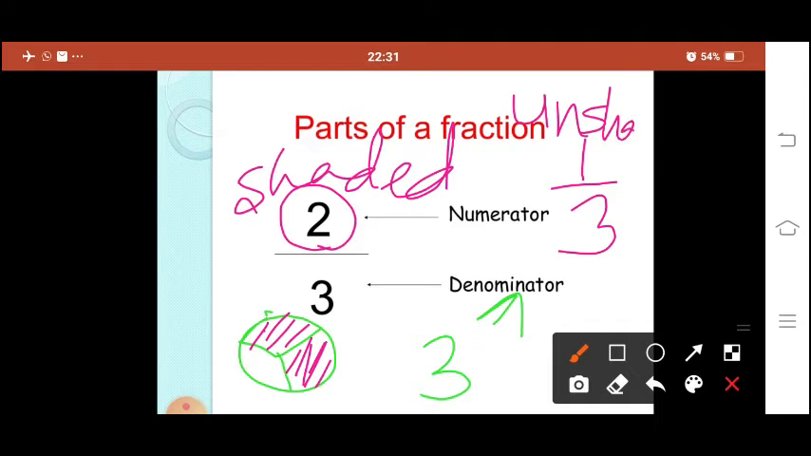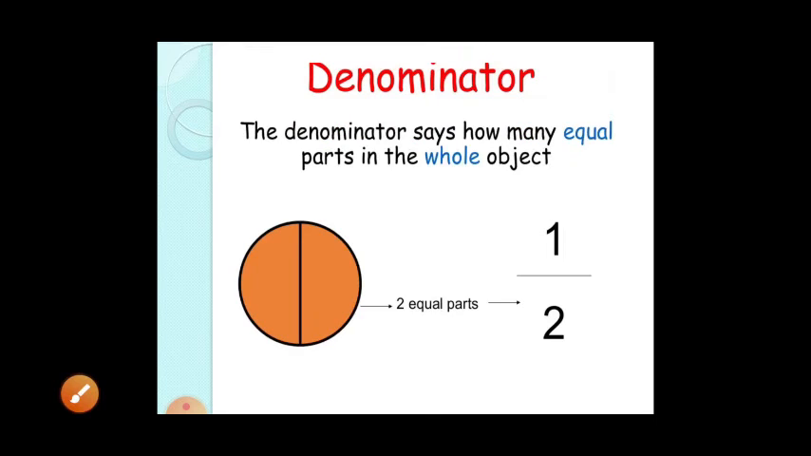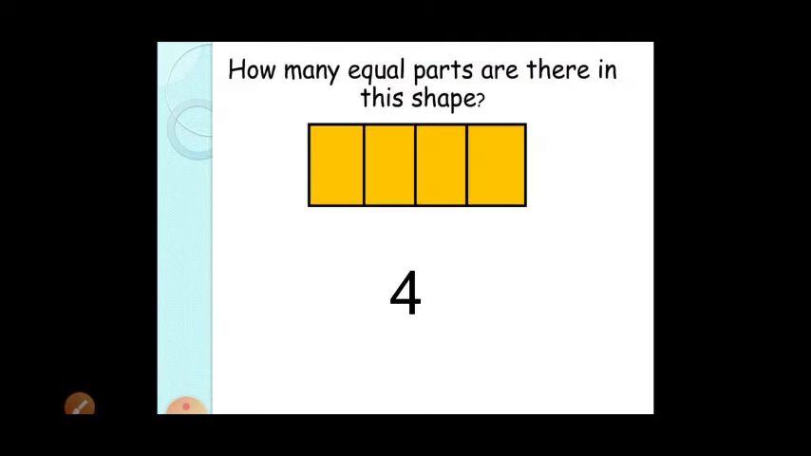How many unshaded portions are remaining? 1. So 1 out of 3 is unshaded. That is called the fraction for the unshaded part. Similarly like this we can write the fraction. So the denominator is how many equal parts are in the whole object. How many are we dividing into? Here it is divided into 2.